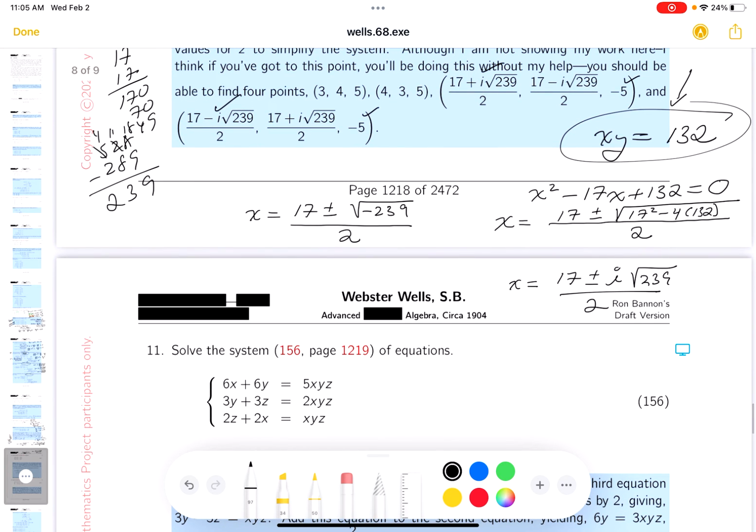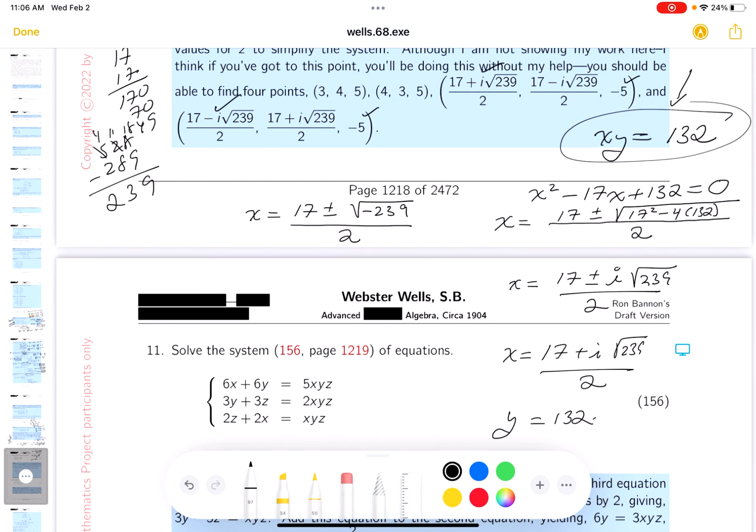So let me just take one of them, this one over here, which is x equals 17 plus i root 239 over 2. And what am I going to do? To find the y, I have to do 132 divided by that number. So the y would be 132 divided by the x. Well, that's the same thing as multiplying by its reciprocal.